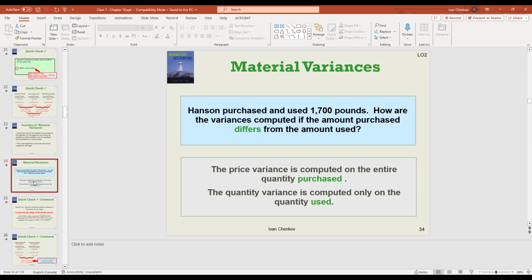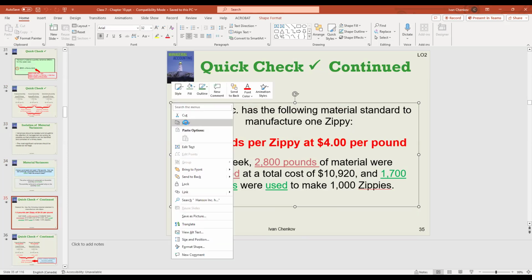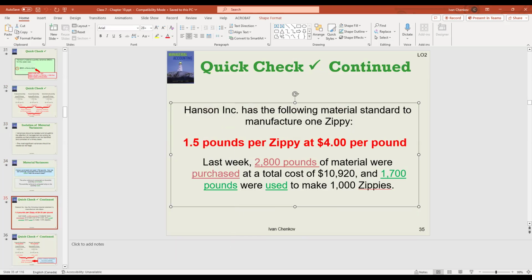Now, at this point, we're seeing only the example where we purchase and use exactly the same amount of material. Is that always going to be the case? Probably not. For that reason, we have to adjust our mindset to the new reality, which is that we're going to purchase one amount of material, but use a different amount. What's going to happen if that happens? So let's copy this question and move to the Excel spreadsheet and solve it there, doing some adjustments.